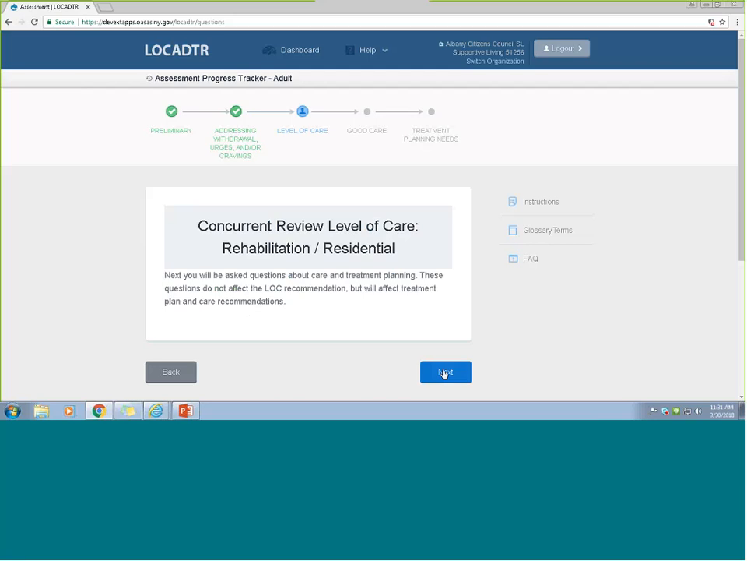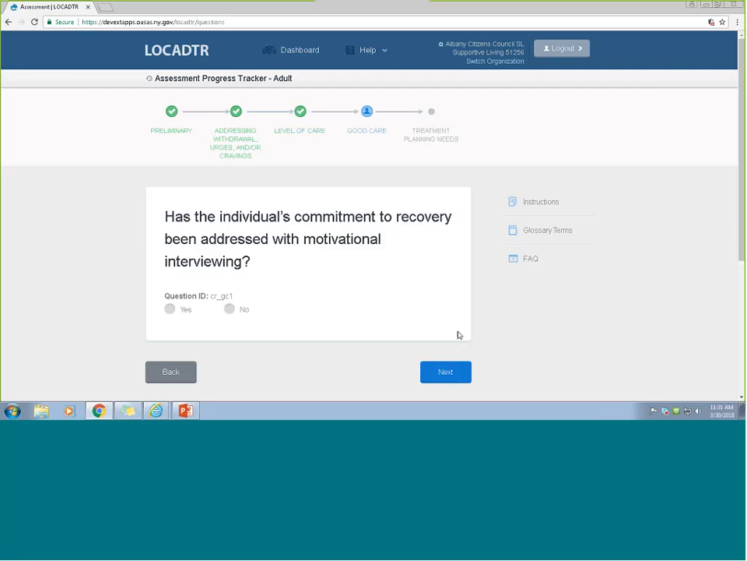As you can see, the recommendation here is for the person to remain at the rehab residential level of care based on the information that we provided. So we're going to go on and demonstrate the good care questions and the treatment planning needs sections of the instrument at this point.